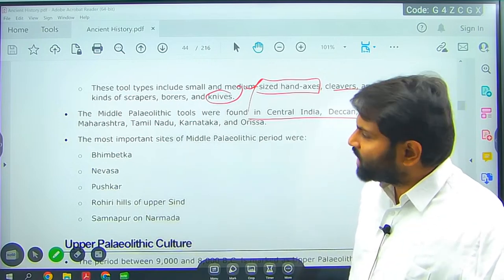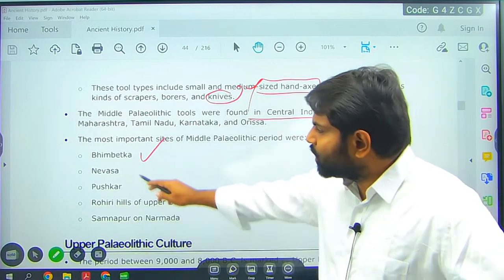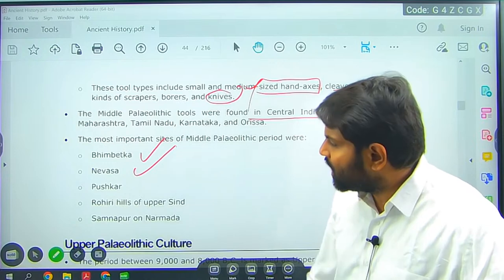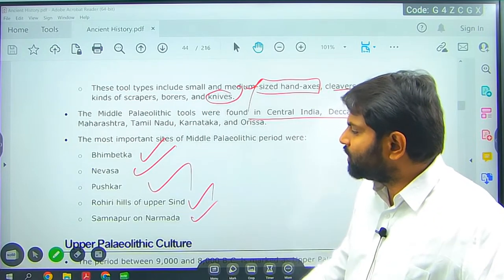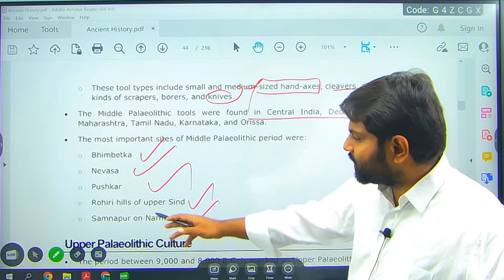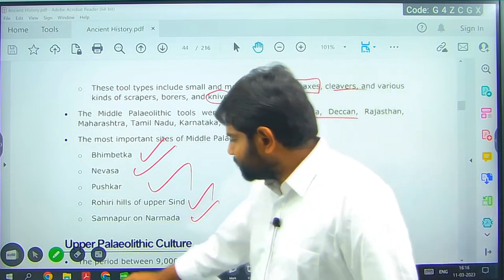Again, these are Middle Paleolithic sites. We can talk about Bhimbetka, which is there in Madhya Pradesh. We can talk about Nevasa, which is there in Maharashtra. We can talk about Pushkar, Rohri Hills of Upper Sindh and Samnapur on Narmada, right? Samnapur of Narmada, which is in, again, Madhya Pradesh.